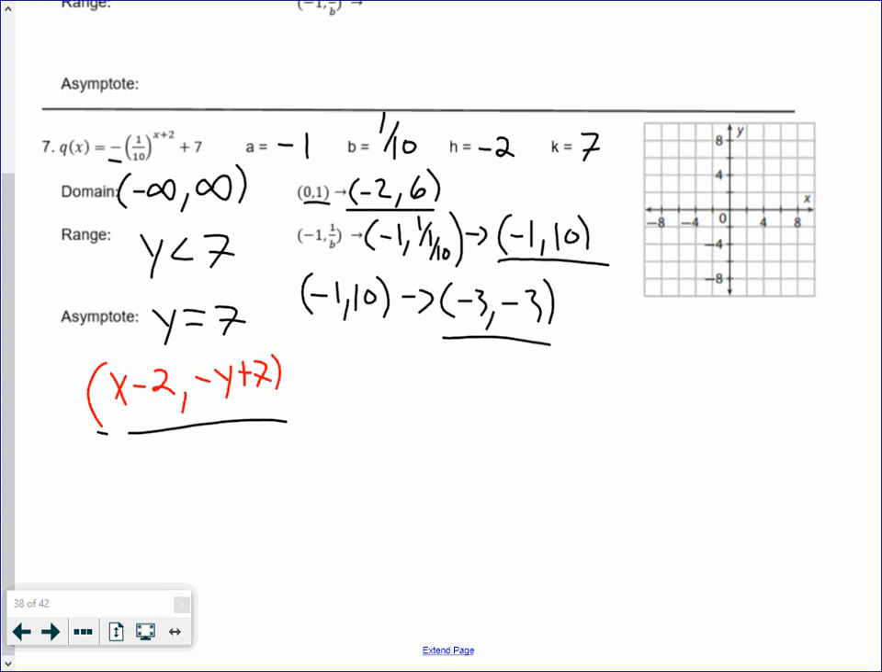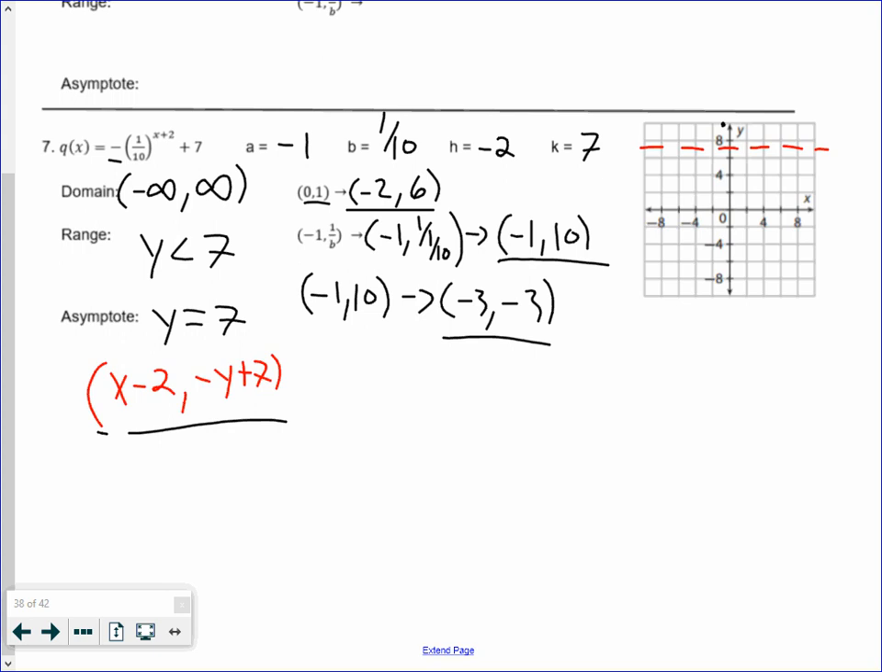And we have our asymptote. So we can go ahead and graph our function. So we have an asymptote at y equals 7. So right about there. And then we have 2 transform points, negative 1, positive 10, right around there. And negative 3.